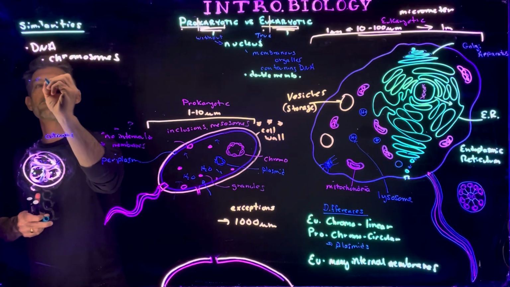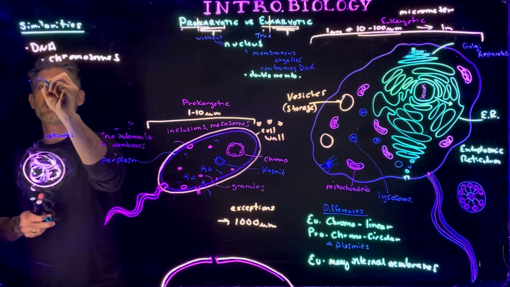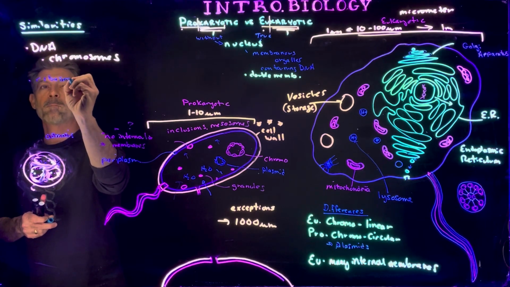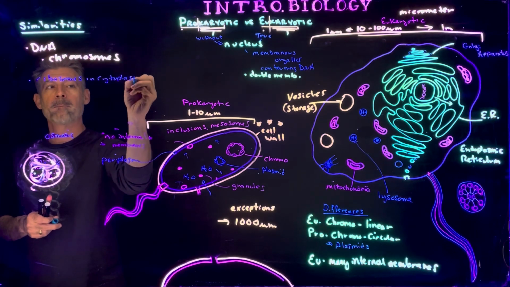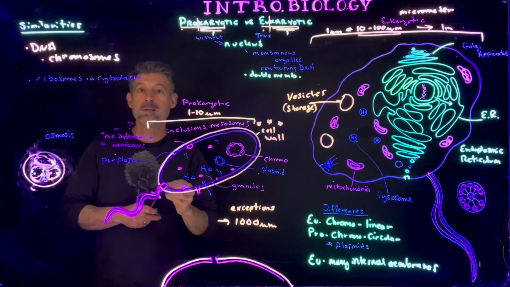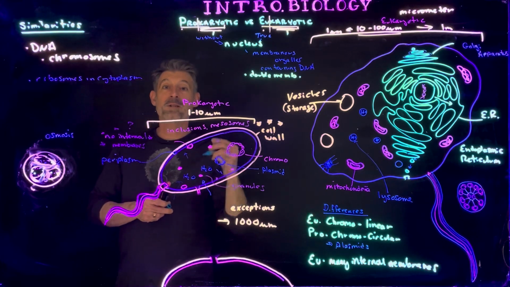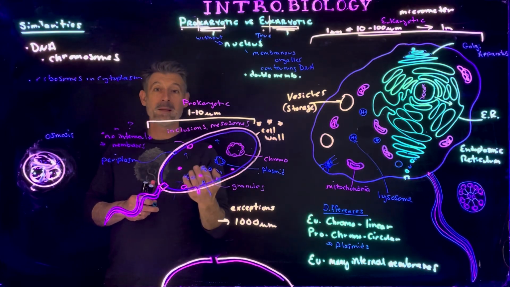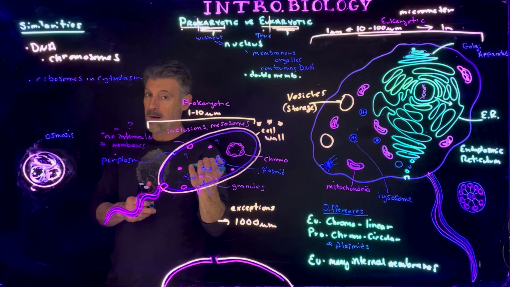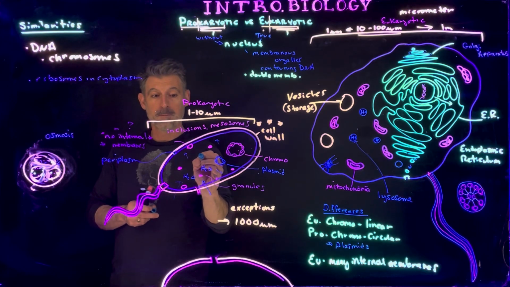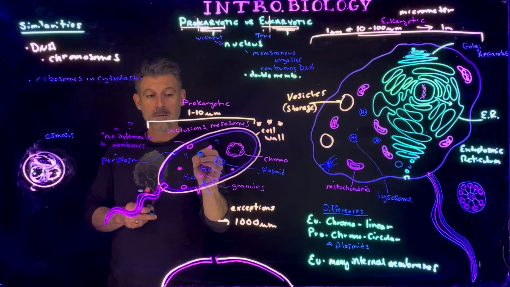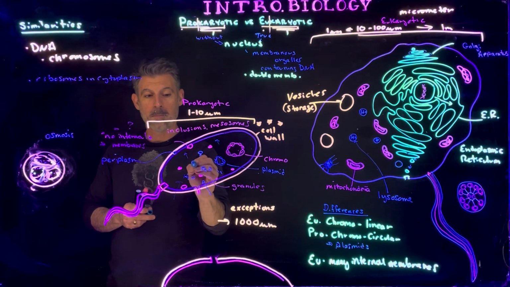Another similarity, which is not drawn too well on here yet, are ribosomes in the cytoplasm. A ribosome is another type of cellular organelle, but it's a unique organelle because it's not made of membranes. So prokaryotes actually have organelles in their cytoplasm, which are ribosomes.